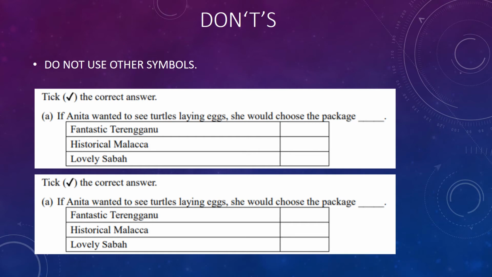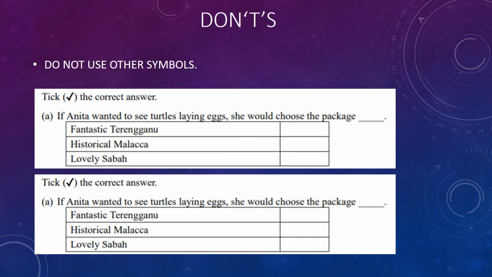So you have to read the instructions carefully, right? The examples given here: tick the correct answer. The example of the ticks has been given there. So if Anita wanted to see turtles laying eggs, she would choose the package. The correct answer here is Fantastic Terengganu.